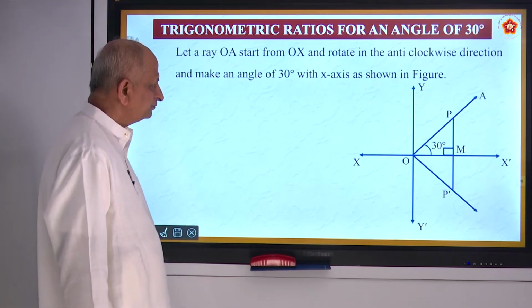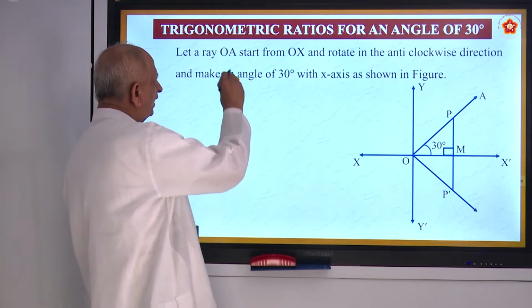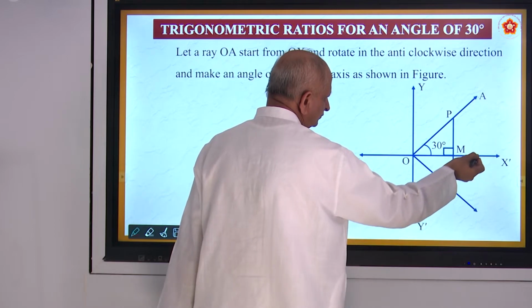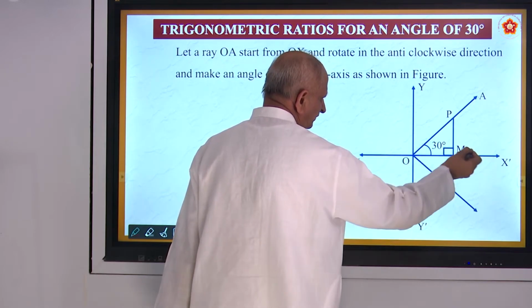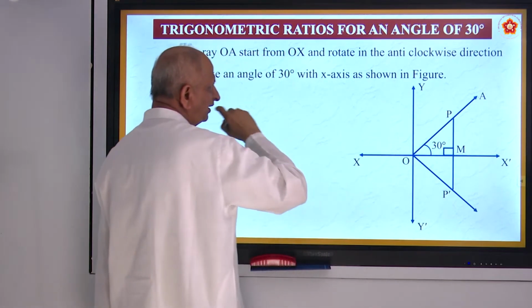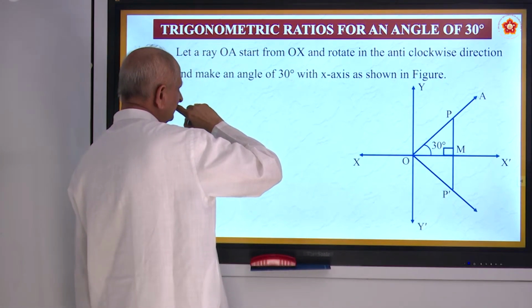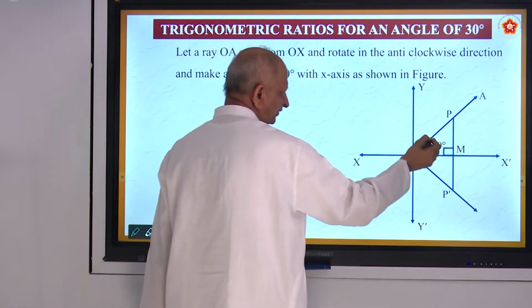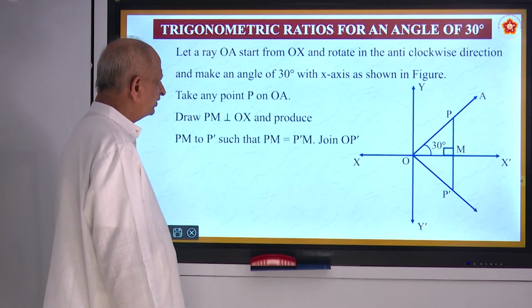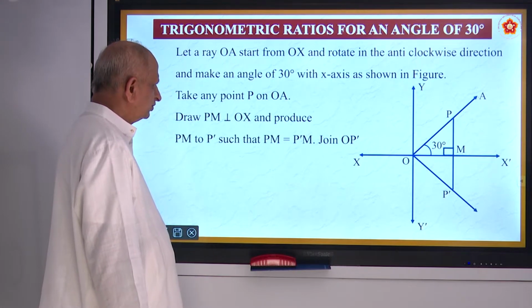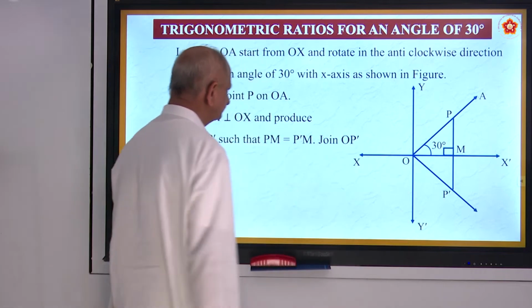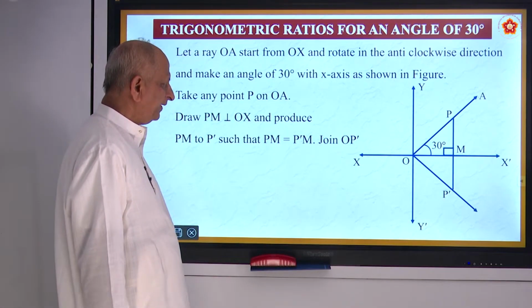Now here, let us start with the ray OA. It was here on the x-axis. So just rotate it in anti-clockwise direction to make 30 degrees with the x-axis. So this is 30 degrees here. And now there is a small change here. So take any point P here on OA. And PM is perpendicular to OX.